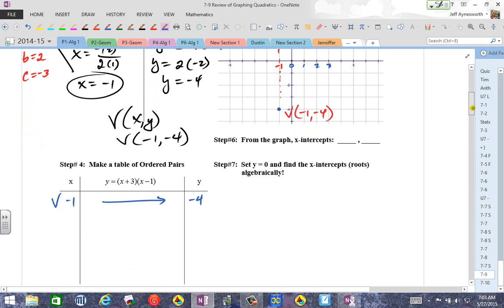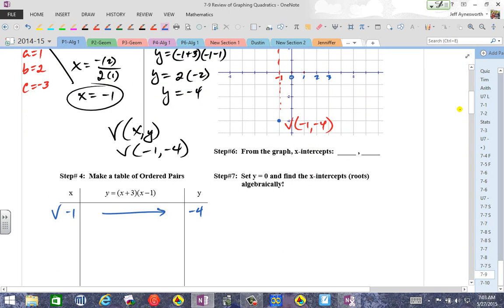If you didn't know that this was similar to the parent function y equals x squared, and you didn't know its parent values, then you would substitute some points in, like 0. So y equals 0 plus 3 times 0 minus 1. That's 3 times negative 1, or negative 3. So 0, negative 3 is a point on the graph, which is right one, up one. And then you reflect it, just like that.